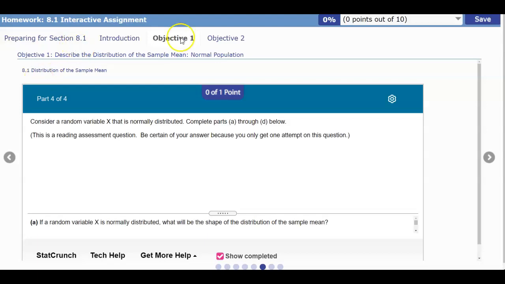Section 8.1, Objective 1. We want to consider a random variable x that is normally distributed. We're going to complete parts A through D below. This is a reading assessment question, so make sure that you answer on this question.